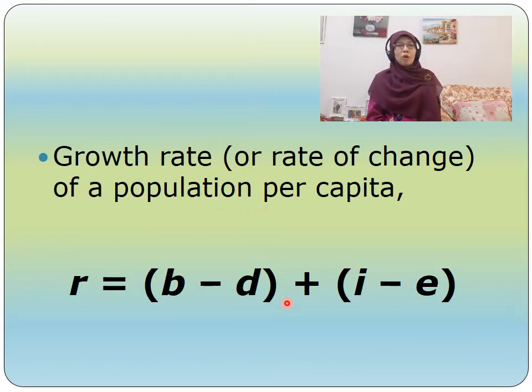Okay, this is the formula for the growth rate, or rate of change of a population per capita, or R. R equals B minus D plus I minus E. B refers to the birth rate, D is the death rate, I is the immigration rate, and E is the emigration rate.